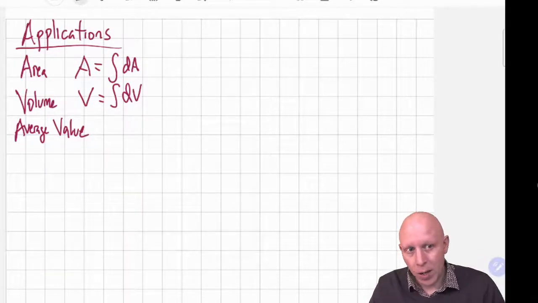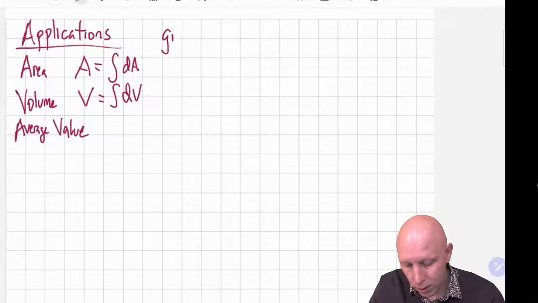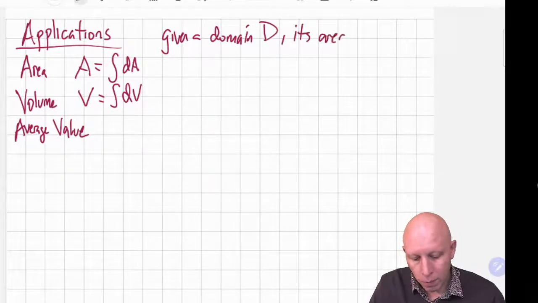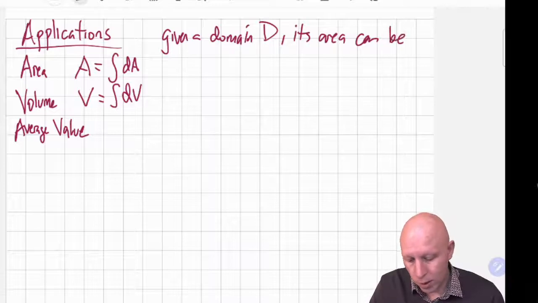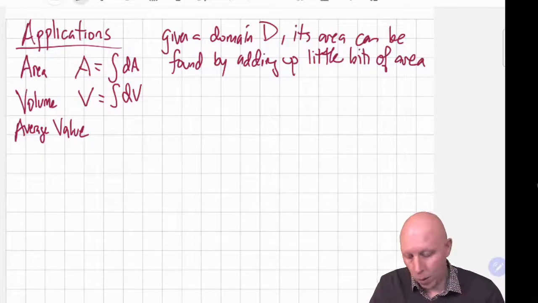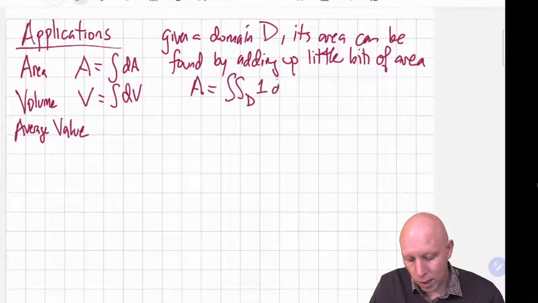All right, so first, area. Given a domain D, its area can be found by adding up little bits of area. So we might write area is equal to this double integral over our domain of 1 times dA.